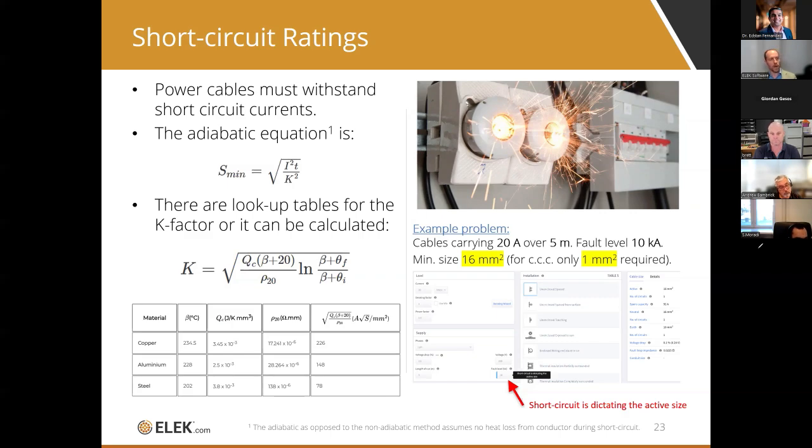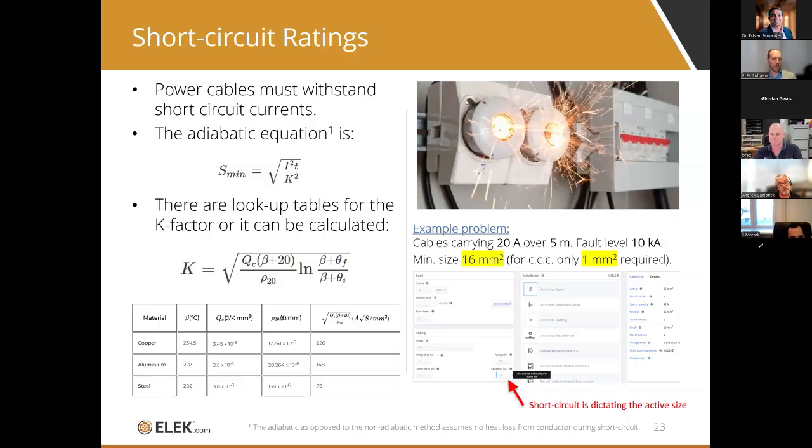And it's appropriate up to fault clearing times of 5 seconds. Now your value K, you can either calculate K, or as in the Australian standard, there's a lookup table of Ks. So just match it with your cable type and, I think it's cable type, perhaps temperature limits. But there's a lookup table where you can get your K value.